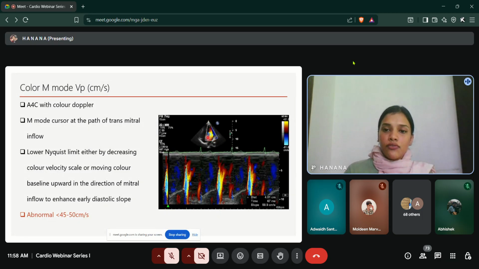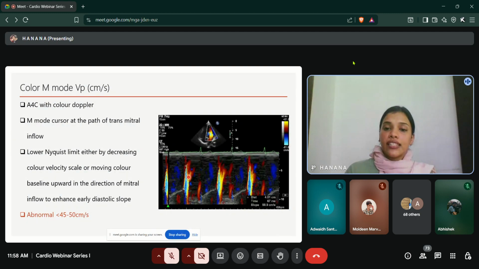Okay, the color sector should be as big as this much. It should be from the apex to below the mitral leaflet. An M mode cursor is placed at the mitral tip, and we will immediately get a display like this. Here we are seeing the excursion of the mitral valve annulus, and also this is the blood flow.